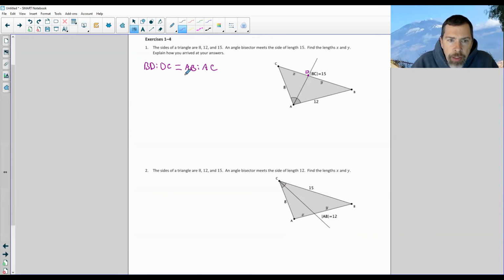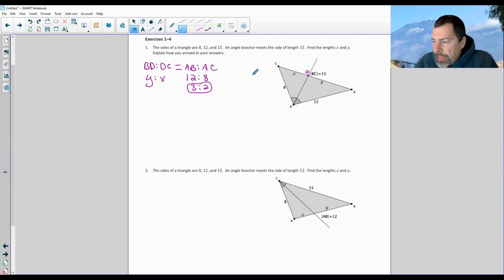Okay, so let's fill in our information. AB is 12, AC is 8. 4 will go into 12 3 times, 4 will go into 8 2 times. So we have a 3 to 2 relationship. BD is Y. DC they labeled as X. So Y is to X is 3 to 2.